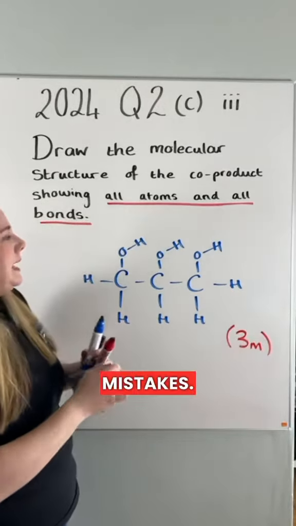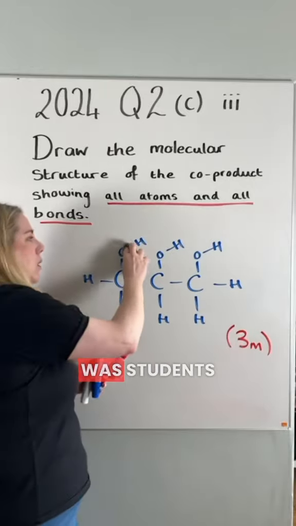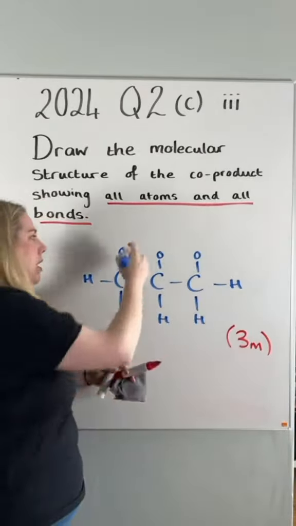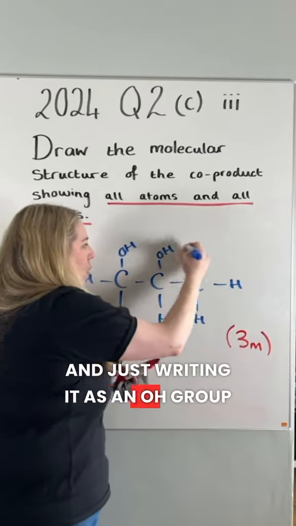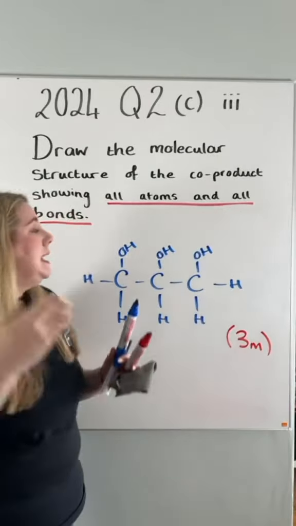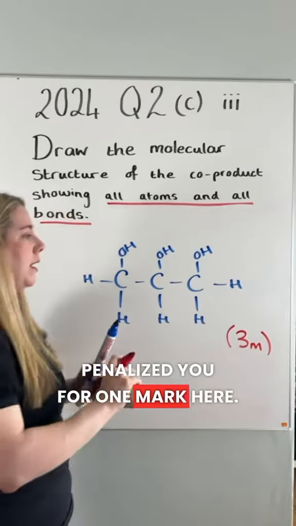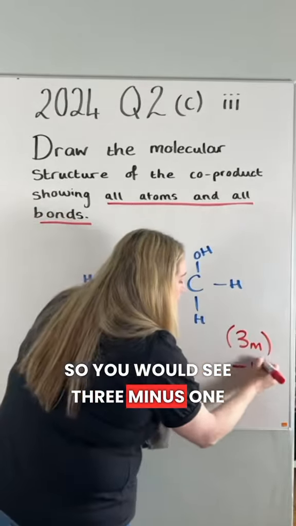Now, common mistakes. The first one that we saw was students not showing the oxygen-hydrogen bond and just writing it as an OH group like that. Now, this was a typical mistake and the Chief Examiner penalised you for 1 mark here. So you would see 3 minus 1 written on your paper.